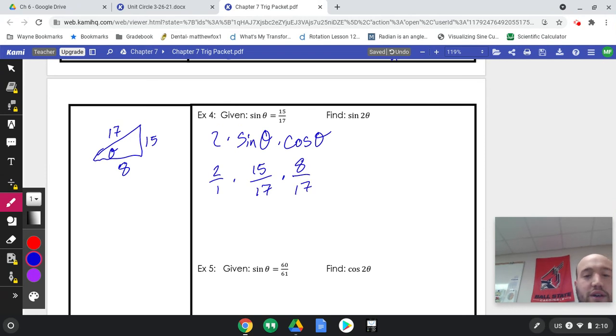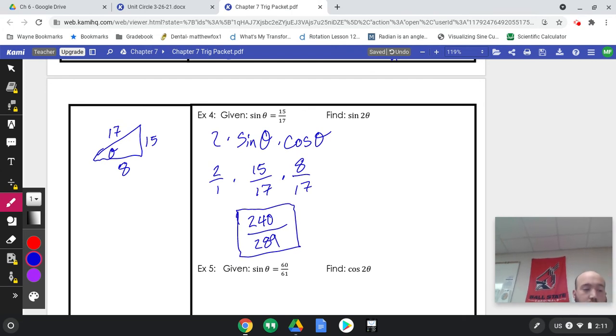So we multiply across the top. 2 times 15 is 30 times 8 gives us 240. 1 times 17 times 17. You might remember 17 squared. That's 289. If you can't do these in your head, that's fine. Use a calculator. I don't mind.